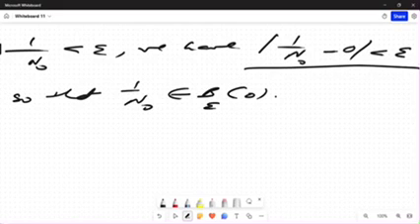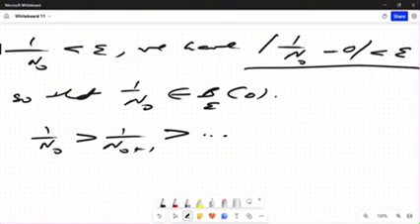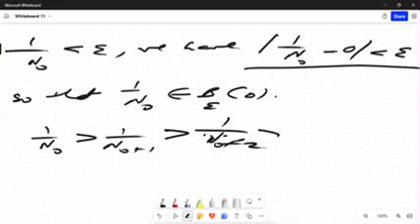Of course, you know that if 1 over n naught is less than epsilon, then 1 over n naught plus 1, 1 over n naught plus 2, 1 over n naught plus 3, all of them will be less than epsilon. In other words, 1 over n naught is greater than 1 over n naught plus 1, which is greater than 1 over n naught plus 2.